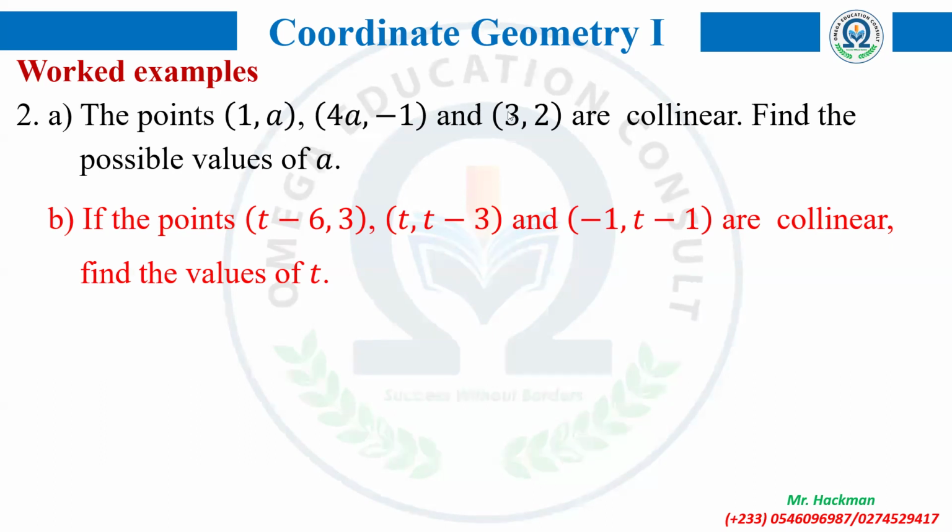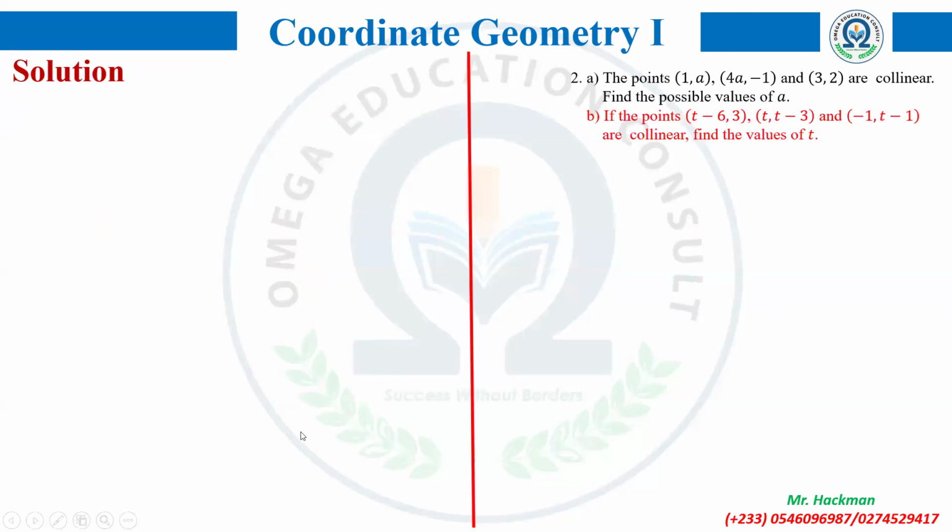So you've been given 3 points again, and you are told that they are collinear. So here, you know these 3 points are collinear. And what are you supposed to do? You are supposed to find the possible values of A. And if you're able to do this, you use that as a guide to do what we have here because they are similar. So quickly, let's have a look at the solution.